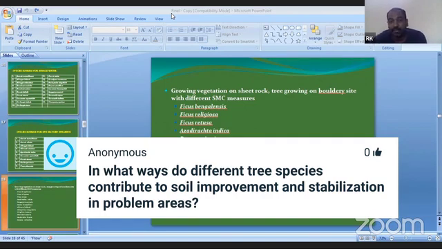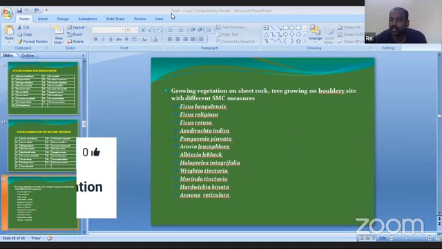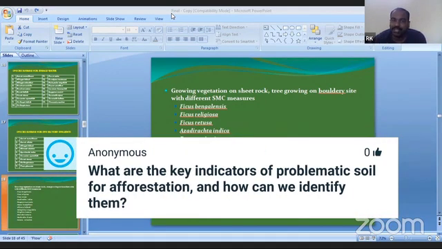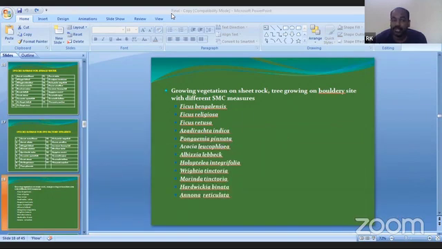Please go ahead. Our main objective is soil improvement and enrichment of the tree cover. So whichever tree is suitable for your soil, you go for that first. Second, the key indicator of the problematic soil is afforestation. Here, any other tree crop will not come up in that area. That is called problematic soil.